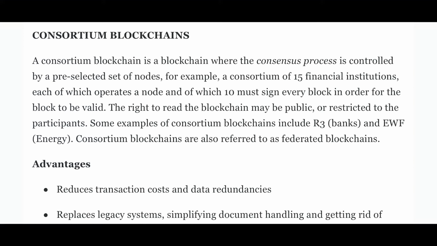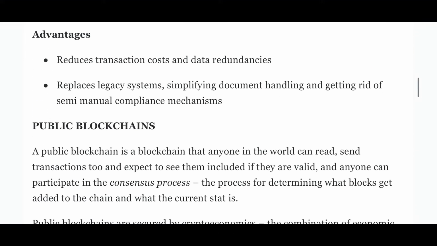Some examples of consortium blockchain include R3 banks and EWF Energy. Consortium blockchains also are referred to as federated blockchains. Advantages: reduce transaction costs and data redundancies, replace legacy systems, simplify document handling, and get rid of semi-mutual complicated mechanisms.